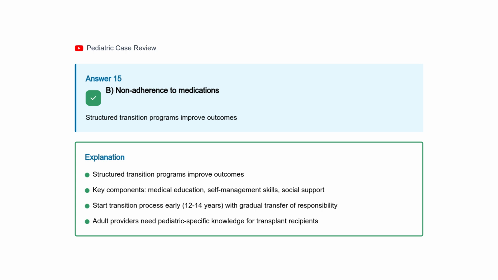Structured transition programs improve outcomes for adolescents moving to adult care. Key components include medical education, self-management skills, and social support. The transition process should start early, around 12 to 14 years, with a gradual transfer of responsibility. Adult providers need pediatric-specific knowledge when caring for transplant recipients who transition from pediatric services.